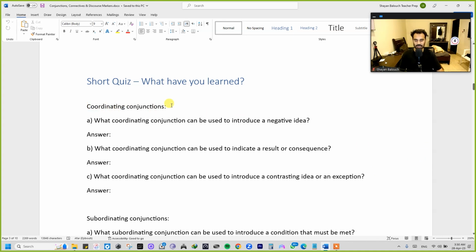So here are the coordinating conjunctions. Here is question number 1. What coordinating conjunctions can be used to introduce a negative idea? So, give your answer. Pause the video, think about it, and give the answer. We have just studied right now. Question number 2, number B. What coordinating conjunction can be used to indicate a result or a consequence? Pause the video, think about the answer, and drop down in the comments.